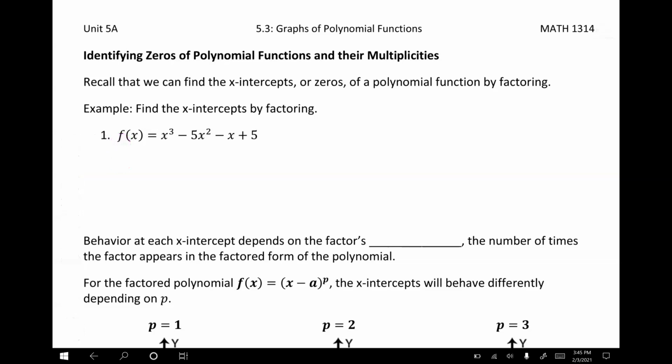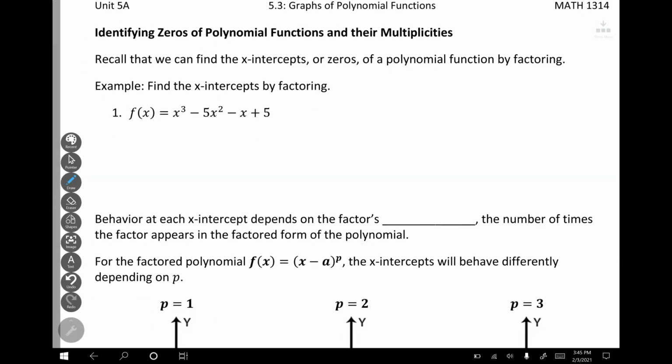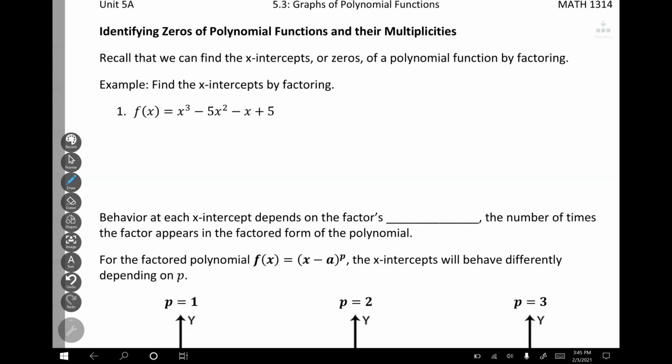So recall that we can find the x-intercepts or zeros of a polynomial function by factoring. So for example, find the x-intercepts here by factoring. So I have 4 terms, which means I need to use grouping to factor this. I will group the first 2 terms and the last 2 terms. Take the GCF out of each group. So the first group has a GCF of x squared. So you're factoring out the x squared.